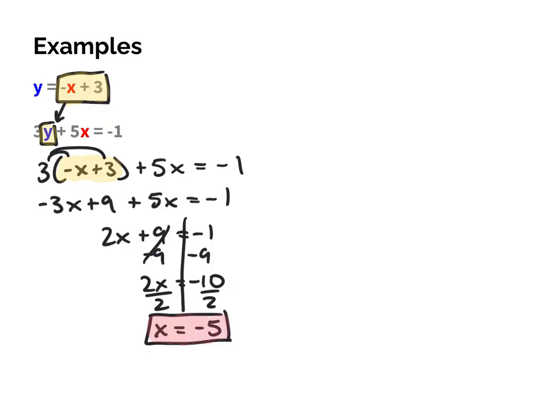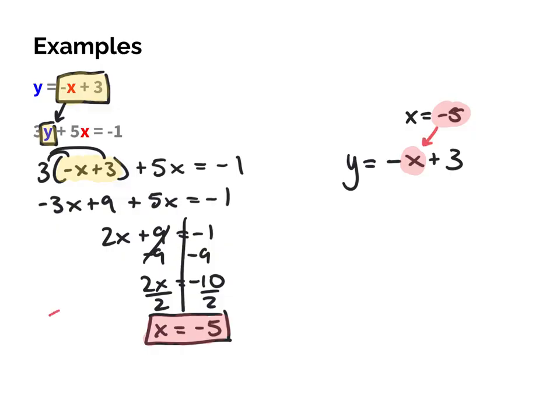But I have two unknowns, x and y, so my goal is also to figure out what y is. So once I know what x is, I'm going to go back to my original equation, y equals negative x plus 3. This equation literally says that y is equal to negative x plus 3. I now know what x is. I now know, based on what I just solved, that x is negative 5. So here's what I'm going to do. I'm going to take that negative 5, and I'm going to plug that in where x goes.